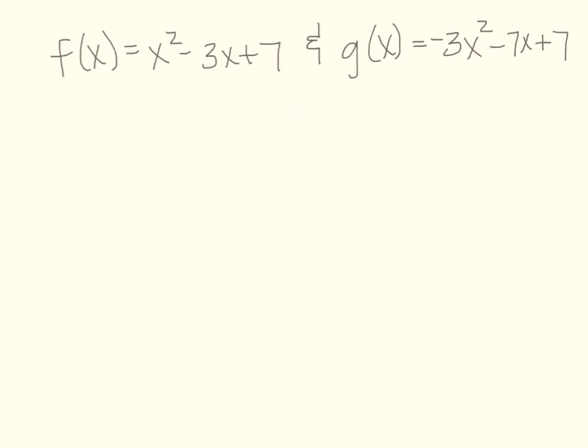For our first example, I want you to look at these two polynomials. The first polynomial I give you, we're going to call f of x. It's x squared minus 3x plus 7. The second polynomial I've got over here we're going to call g of x. And g of x is negative 3x squared minus 7x plus 7.